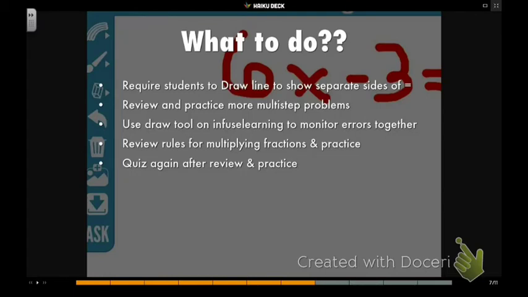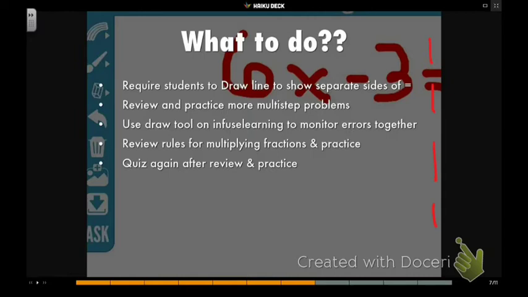So where do we go next? Well, what I will do is require that students draw that line down across the equal sign to give them the visual cue that something needs to happen differently, and review inverse operations, especially when there's a lot of steps involved. We'll practice some more multi-step problems, and then we'll use the draw tool on Infuselearning, which is what you see in the background of the screen, to go over some problems together and then monitor our errors together up on the screen. So I'll post those results as they work the problems out on their individual iPads.